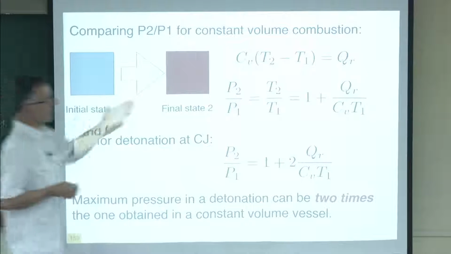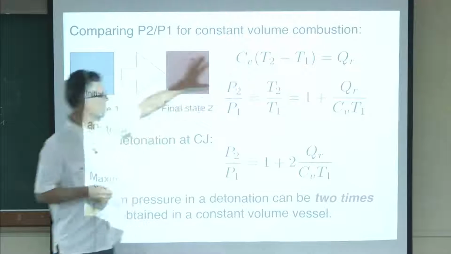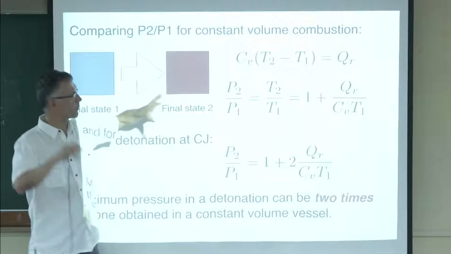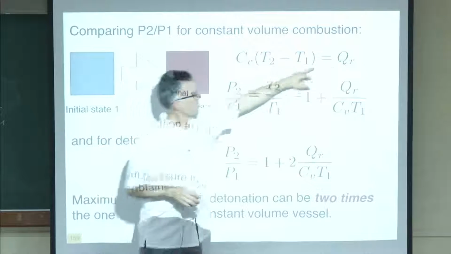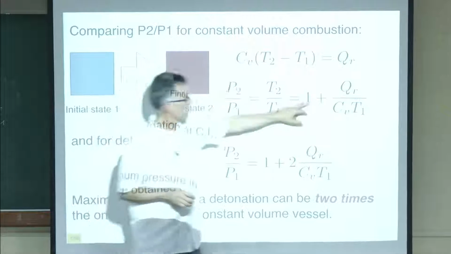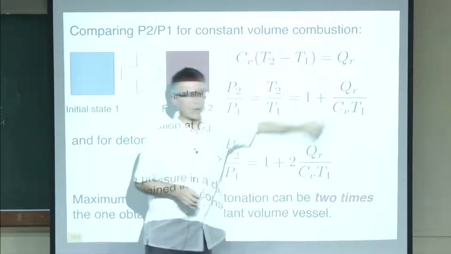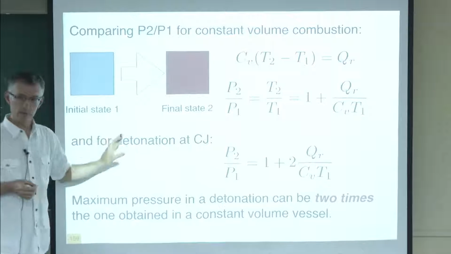You can actually write the equation here for the case where you have homogeneous combustion. Everything burns at the same place at the same time. So you find that T2 is equal to T1 plus the heat release divided by CV. So that the ratio of pressure is 1 plus that. And as I said, this number is of the order of 8 to 9 in general. But if you have a detonation in this system.